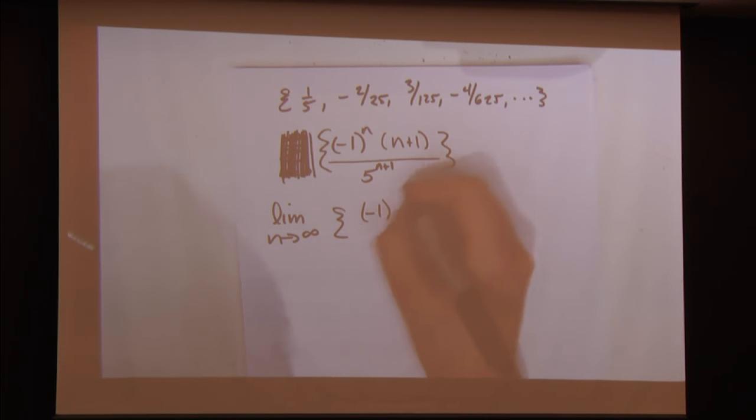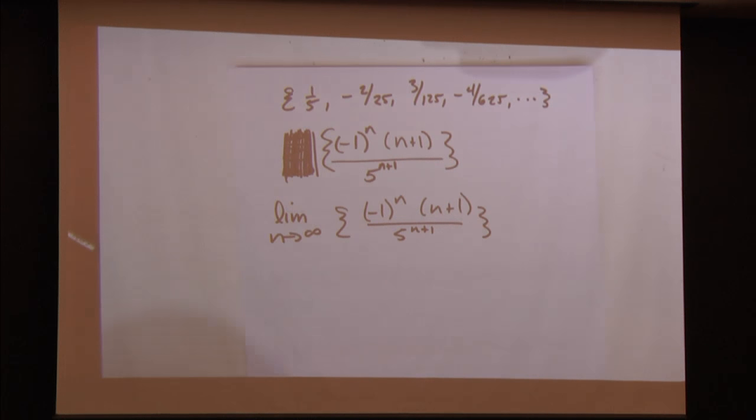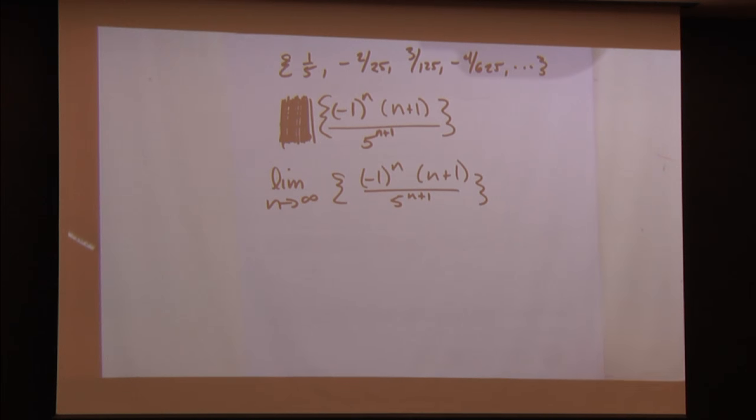for (-1)^(n+1) over n+1. Okay. So there's a problem, right? We have infinity on top and infinity on bottom. We should do L'Hopital. L'Hopital's not fun in this case, but that's okay. We can do it.